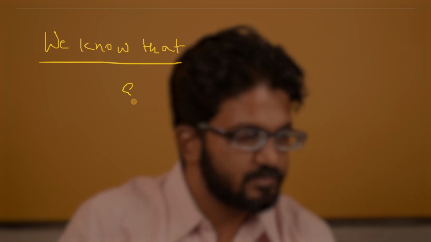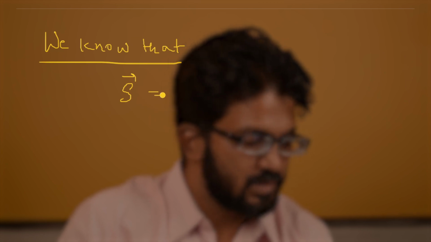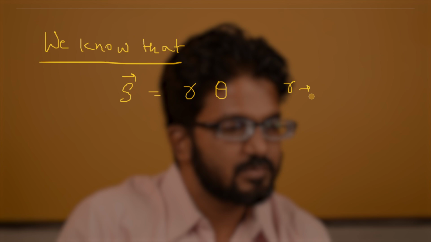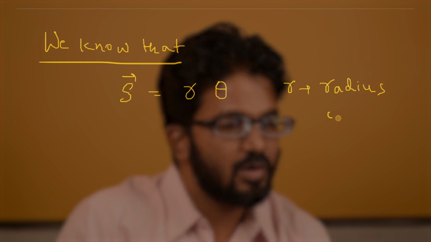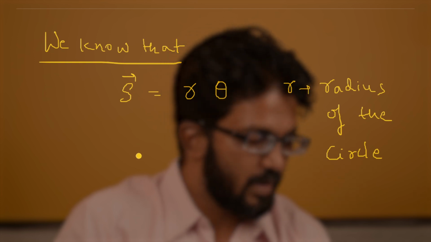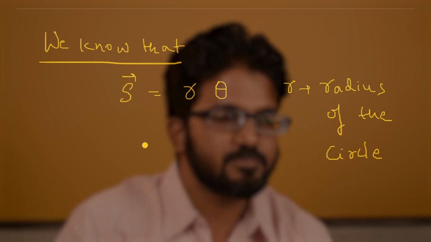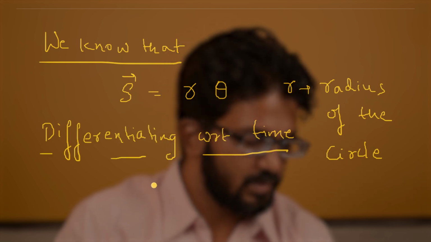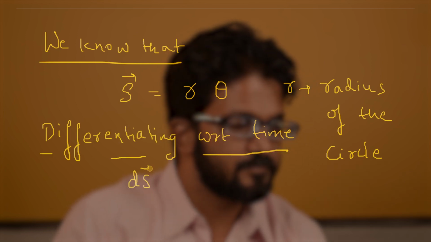S, that is linear displacement, is equal to r times theta, where r is the radius of the circle. So by differentiating it with respect to time, we can find the time rate of change of the displacement.